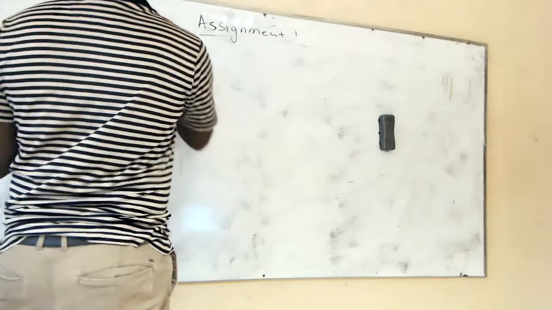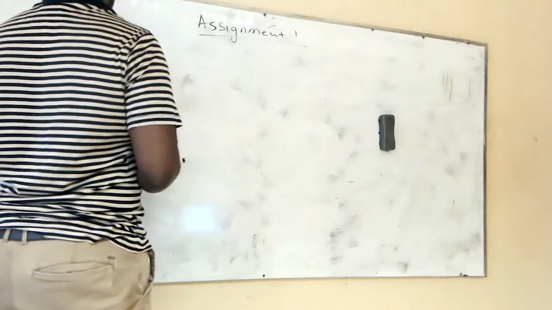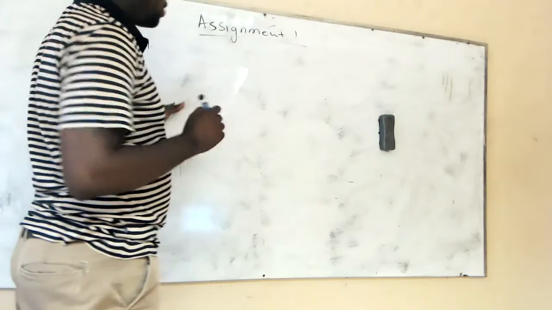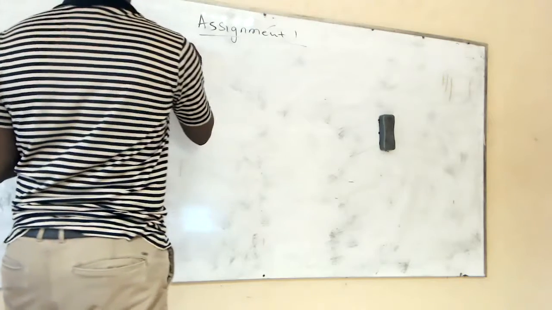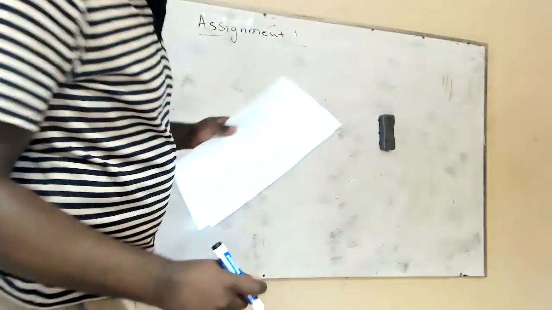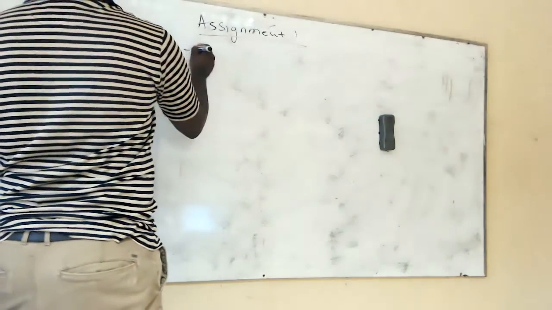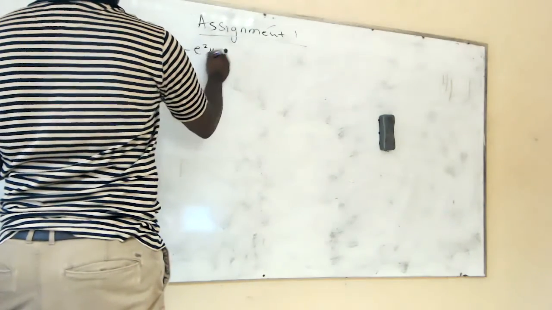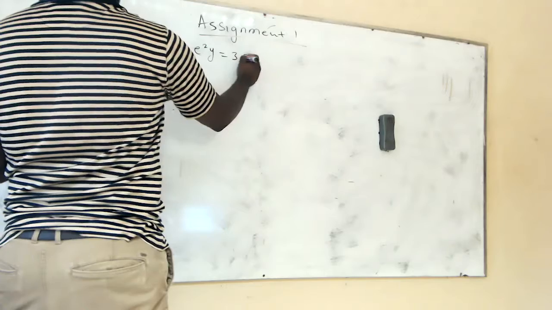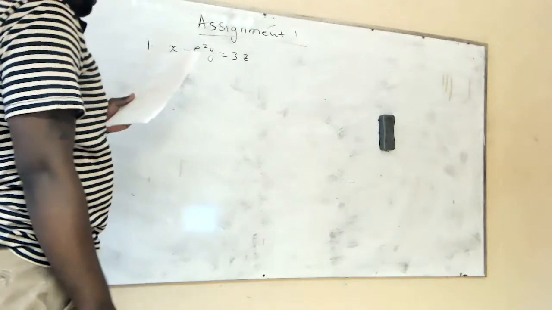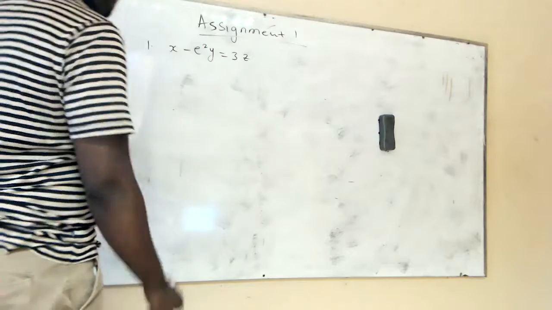Last time I told you that you can recognize linear systems by the variables having no exponent. For example, in option 1 we are given x minus e squared y equal to 3z, and we are also given that e is a number equal to 2.71. So now let's check.